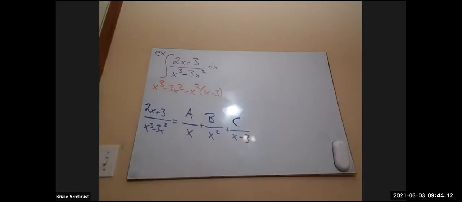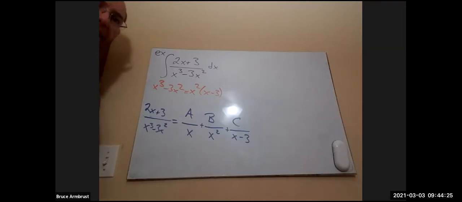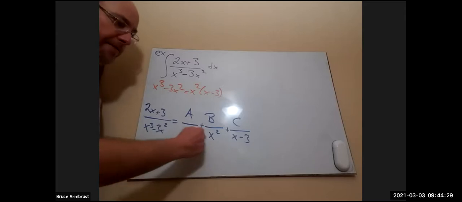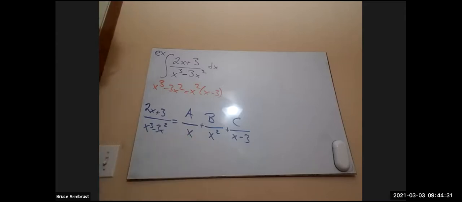All right, so that's a over x plus b over x squared plus c over x minus 3. All right, so that's what that one looks like broken apart. So repeated factors, they show up more than once. All right, so let's build this back up.